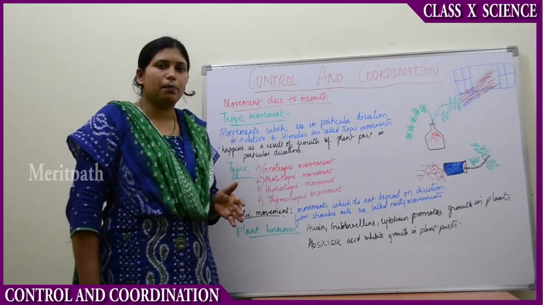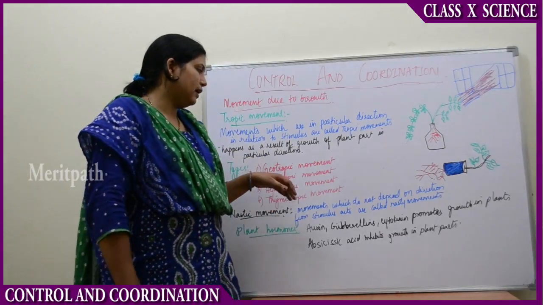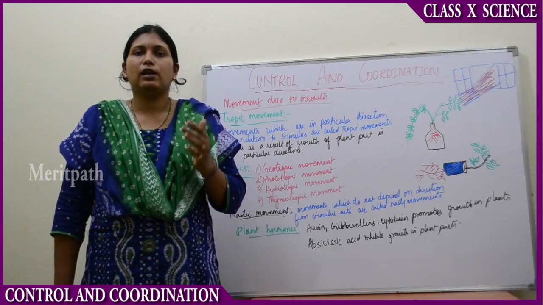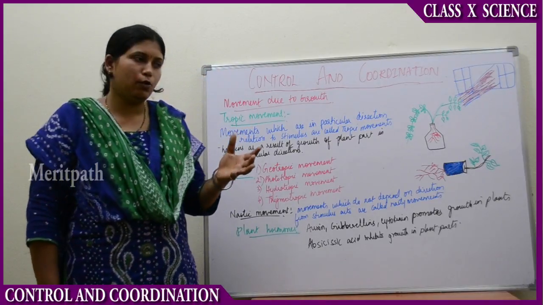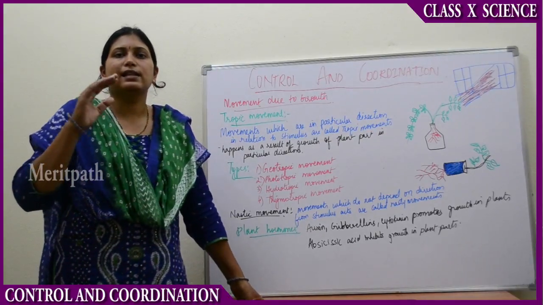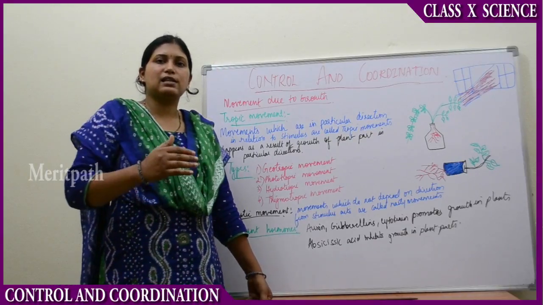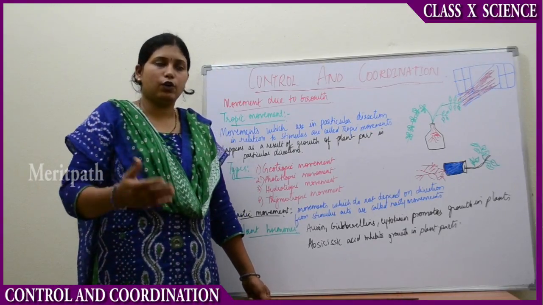Next movement is phototropic movement, movement in response to the light. Photo means light. So movement in response to the light is said to be phototropic movement. Here in phototropic movement, the shoots, the stems, the leaves always move to the source of light. So these stems are said to be positively phototropic.